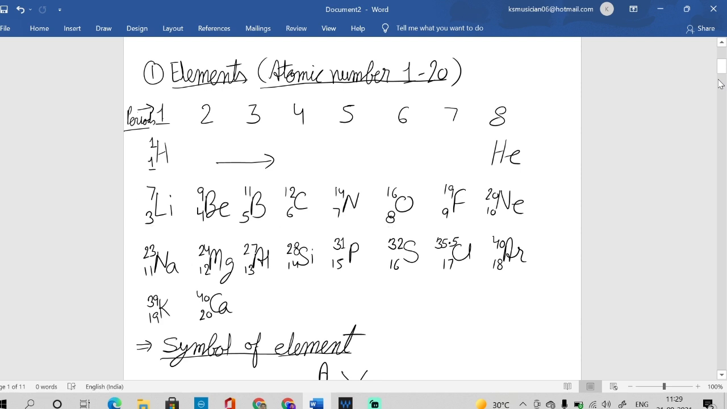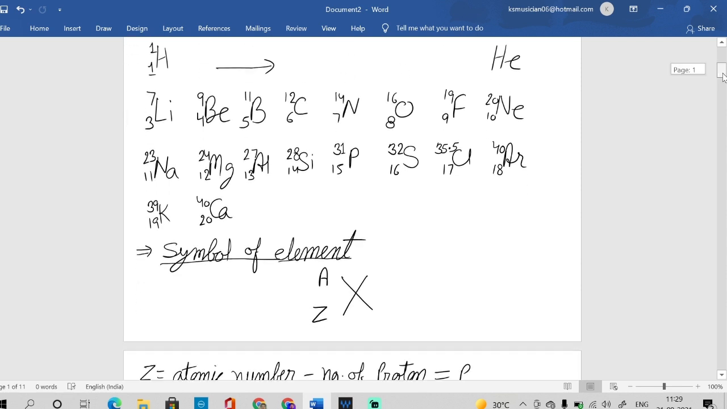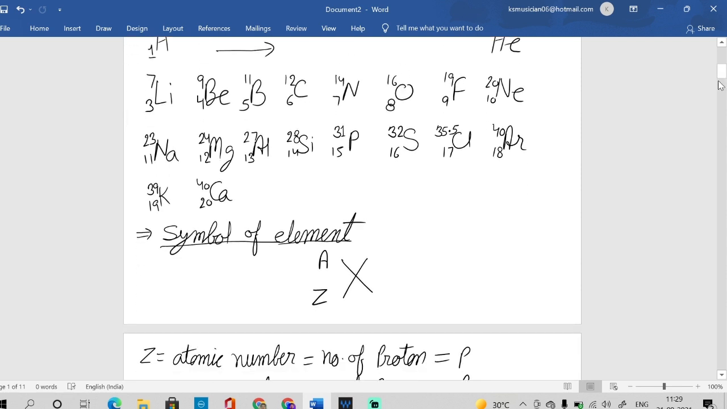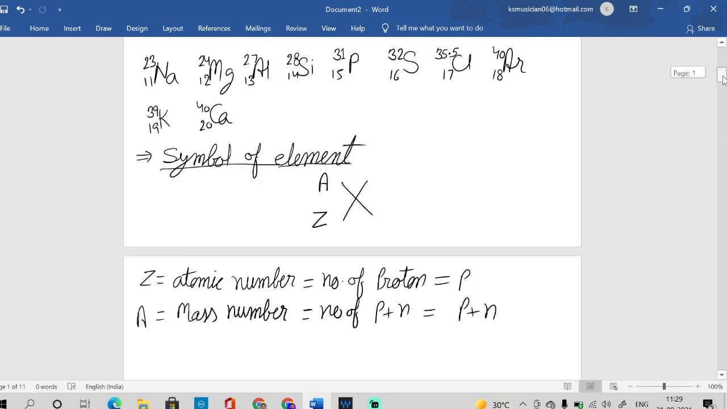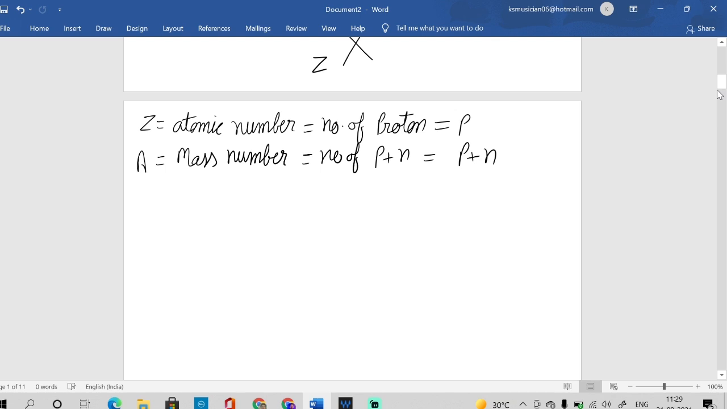Then, the very important topic for you: how can you write the symbol of an element, what is the process, and the correct method. So you can see it is a general element that we are denoting by X. On the left side at the bottom we put Z, and on the top side we put A. So what do these Z and A indicate? Z is called the atomic number, and it is equal to the number of protons, that is P, written here.